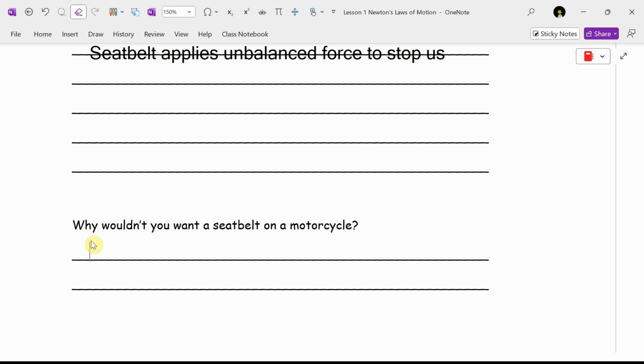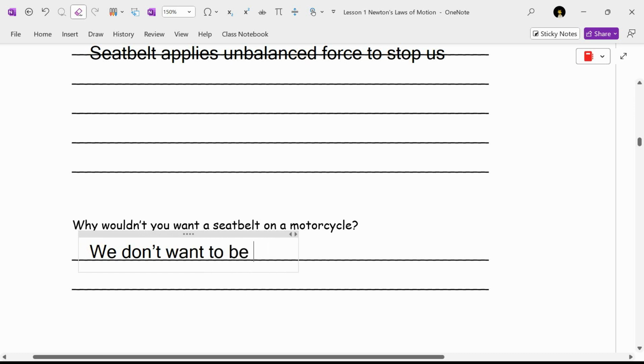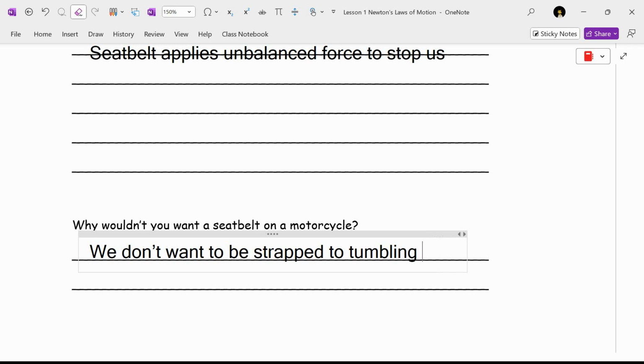No, cars could go that fast. Adam. Yeah. We don't want to be strapped to tumbling wreckage. We thought of that, right? The wreckage will tumble in a motorcycle. Motorcycle in an accident, you would not want to be strapped to a tumbling piece of wreckage. In a car, you're inside a cage, you've got airbags, you've got a roll cage.